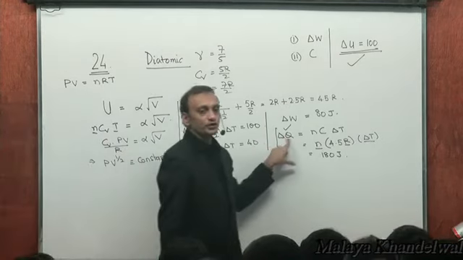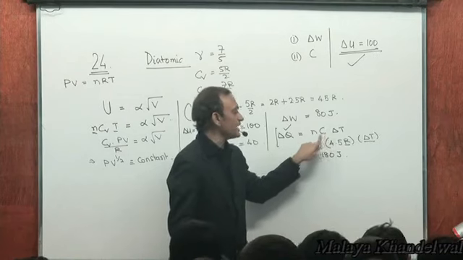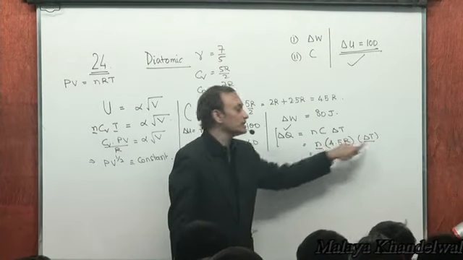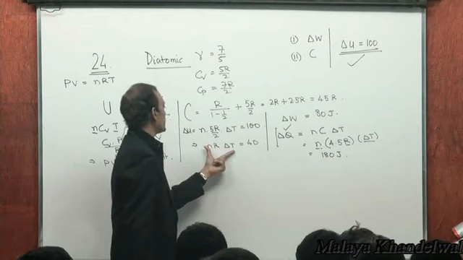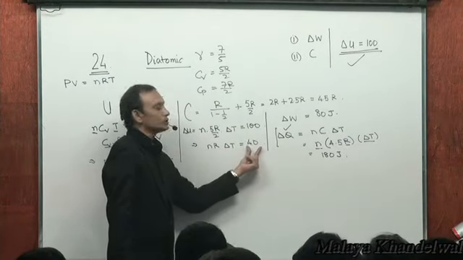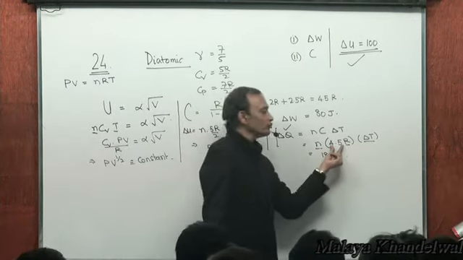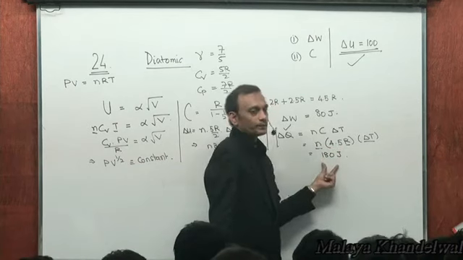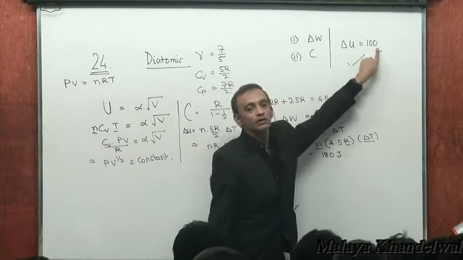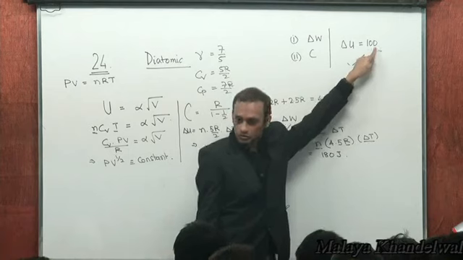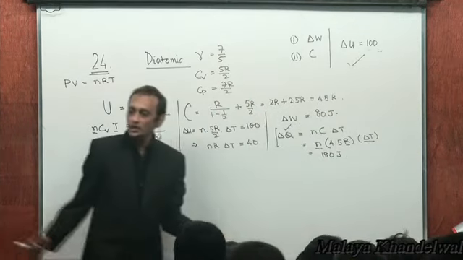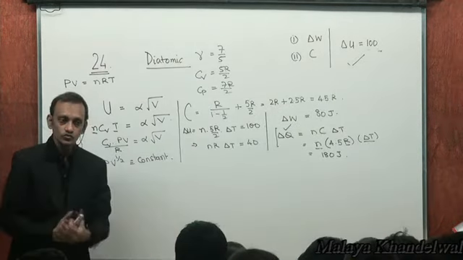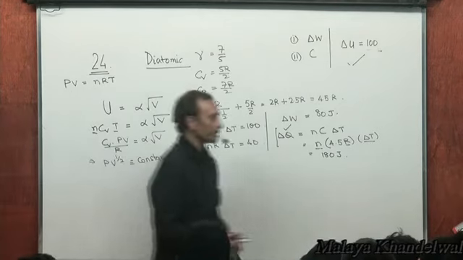Delta Q we computed from the molar specific heat for the process, nC delta T, and nR delta T we had obtained from internal energy considerations. That makes it 40. So 40 into 4.5 makes it 180. And the change in internal energy was initially prescribed as 100 joules. Therefore, the difference of these two will give me the work done, 80 joules, right?